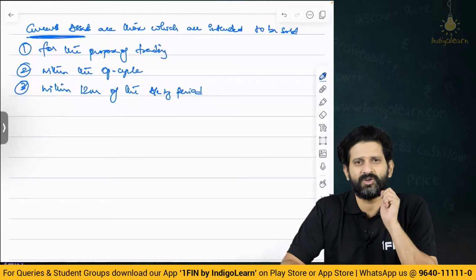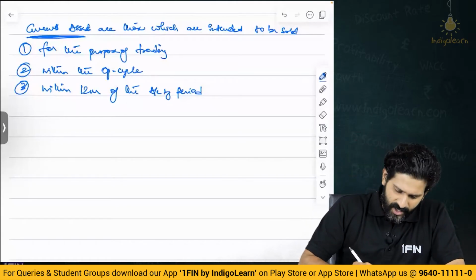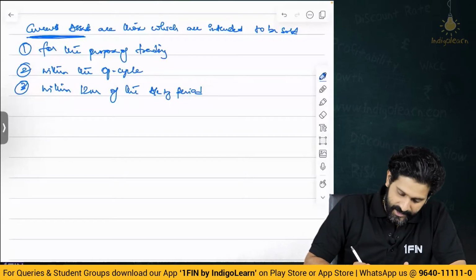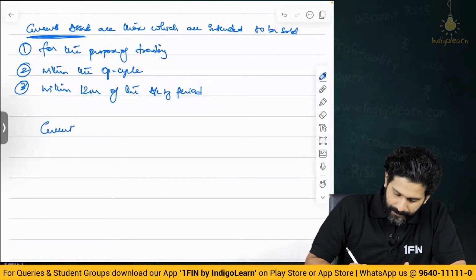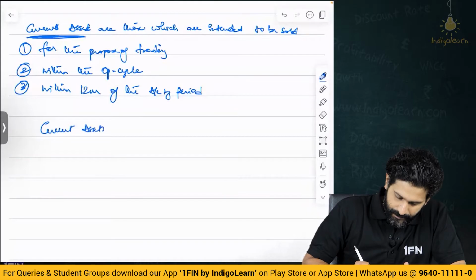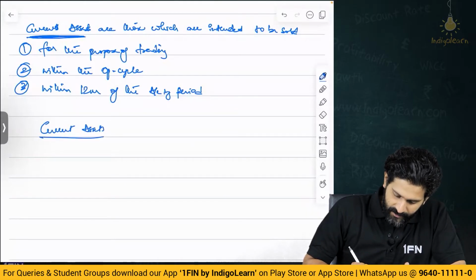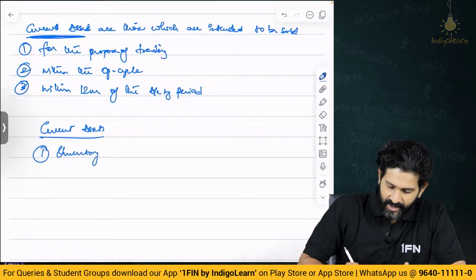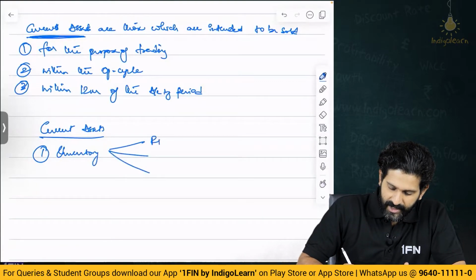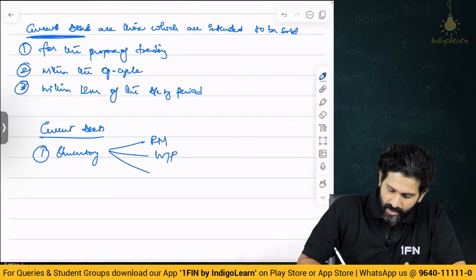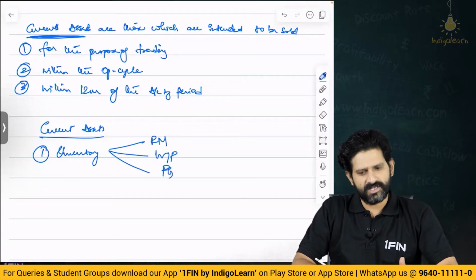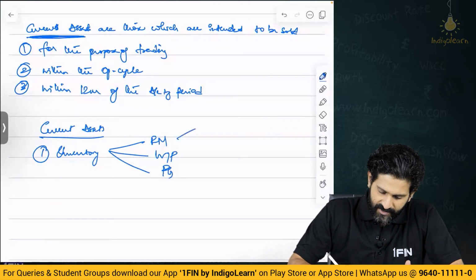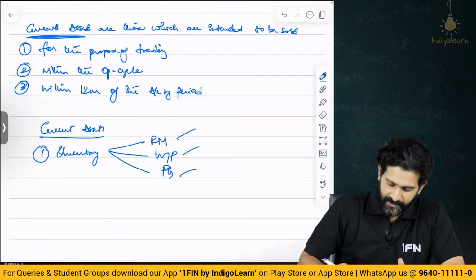Now, what are the current assets? We know very clearly what our current assets are as per the definition. If you look at what will come under our working capital, the current assets are, firstly, inventory. This inventory or stock can be of raw materials, work in progress, or finished goods. Do we see them in working capital management? Yes, we will see all these three in our working capital management.